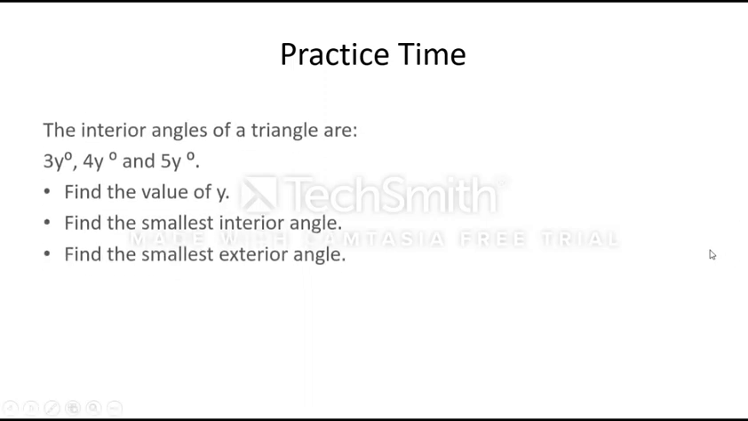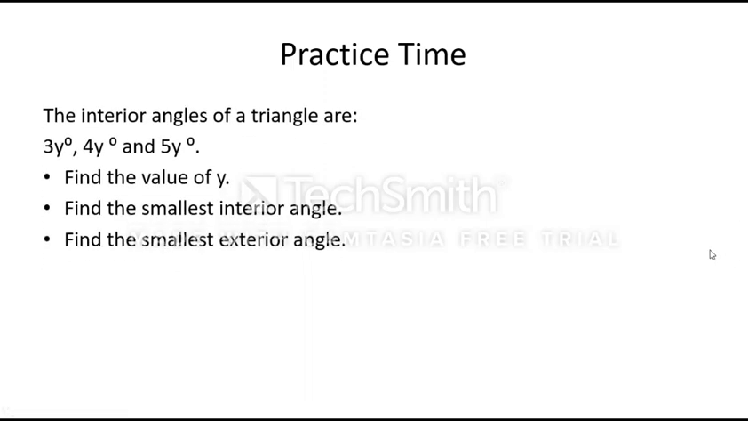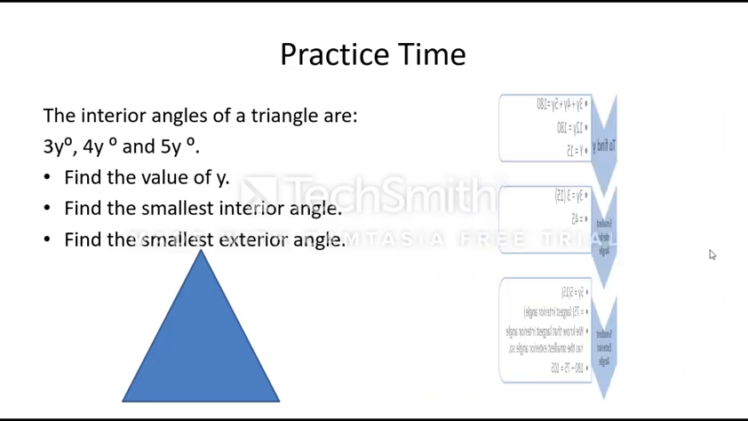So let's do a little bit of practice. Here's a word problem which says that the interior angles of a triangle are 3y degrees, 4y degrees, and 5y degrees. We have to find the value of y so that we'll be able to calculate the interior angles. And then we'll find the smallest interior angle and the smallest exterior angle. So let's start with the solution.